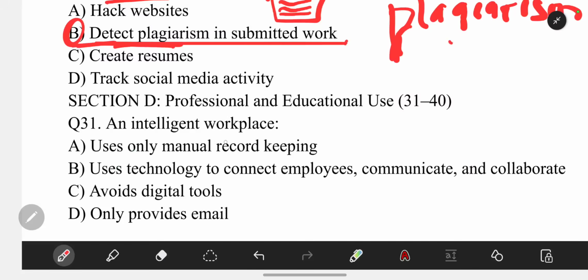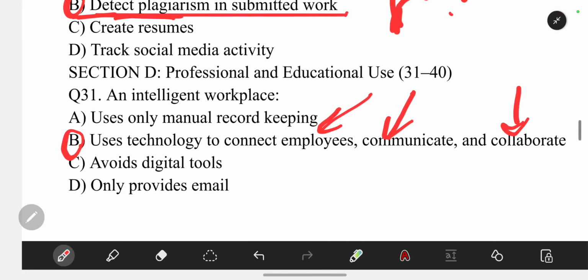When we look at an intelligent workplace, so already intelligent has to do with the ability to communicate, to connect, and be able to collaborate. Collaborate simply means to work together. So an intelligent workplace has to be able to use the technology in order to connect with employees. So employees are able to connect, communicate, and collaborate, which is to work together.